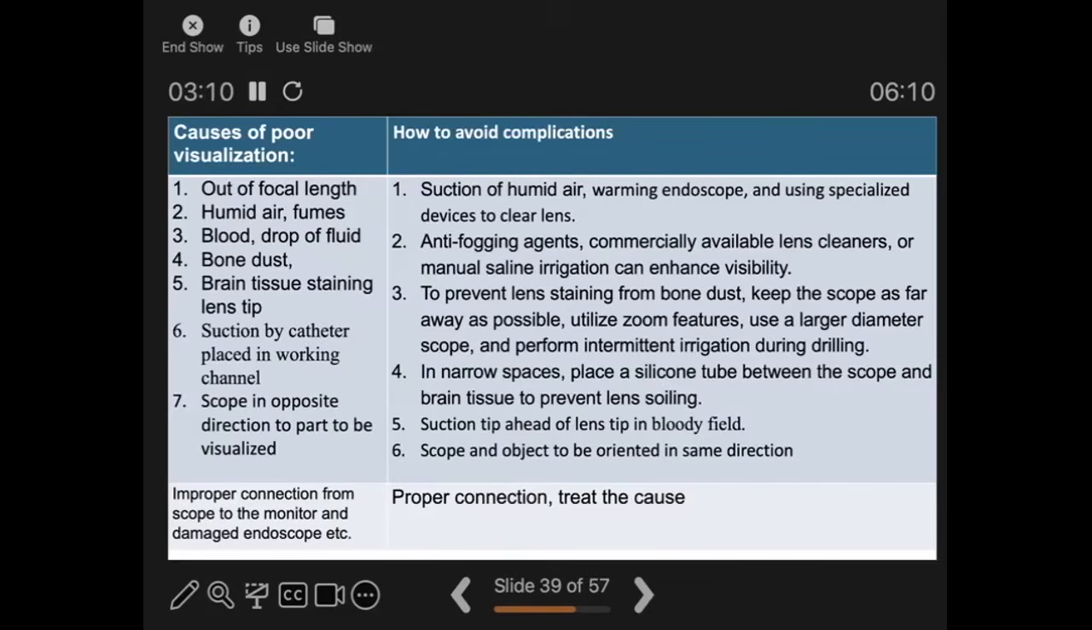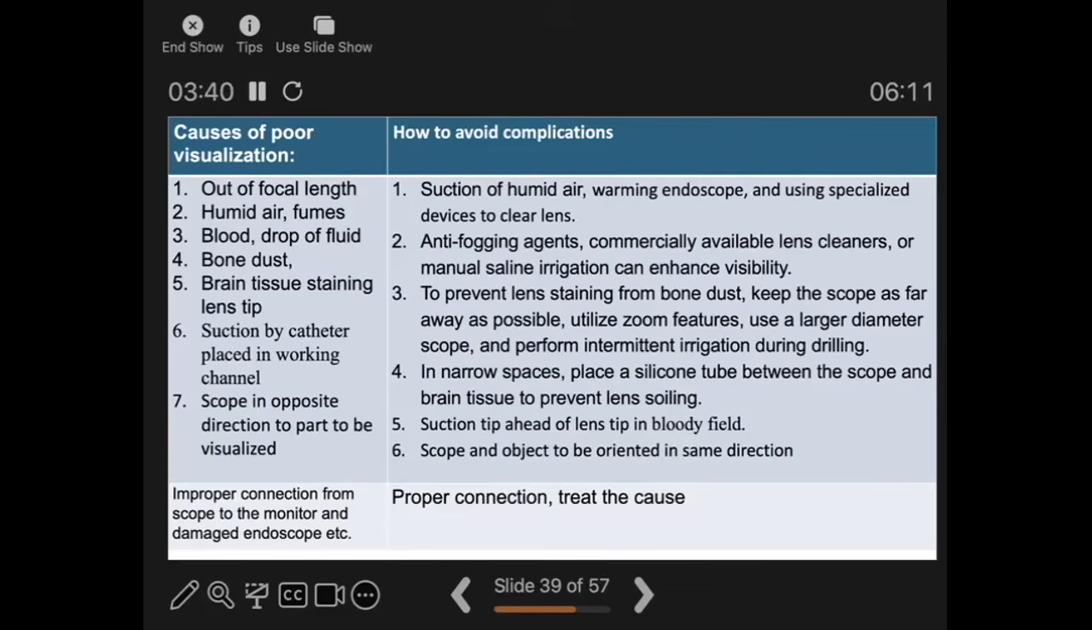Scope alignment opposite to the surgical target is another cause of poor vision. Align the scope in the same direction as the target for optimal visualization. Improper scope to monitor connection or damaged scope are the another causes. Ensure proper connection and replace or repair defective equipment.